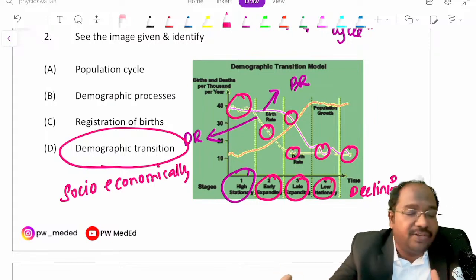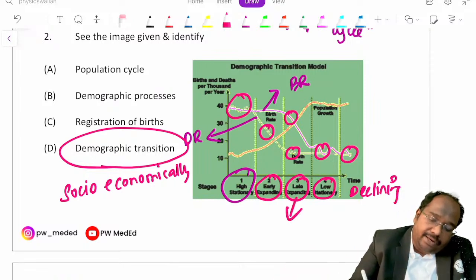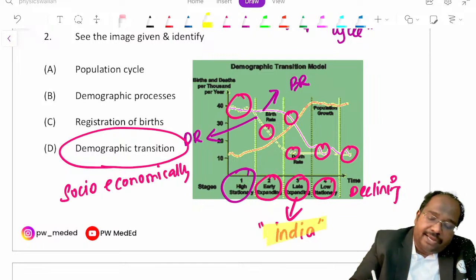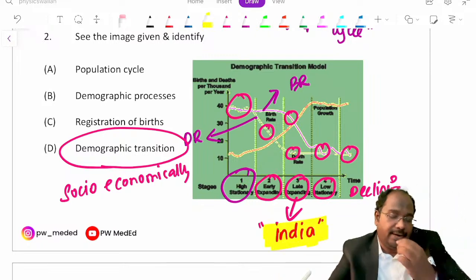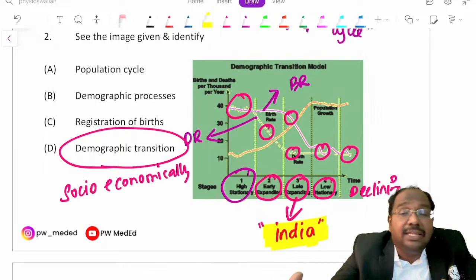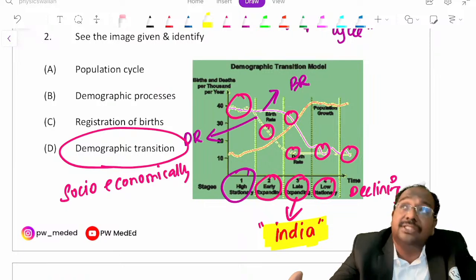The next question is, India is currently in which stage? India is currently in low stationary, guys. Not low stationary, late expanding. So India is currently in late expanding. Fine. So these are the stages, and this change from one phase to another, what do we call it? Yes, we call it demographic transition.